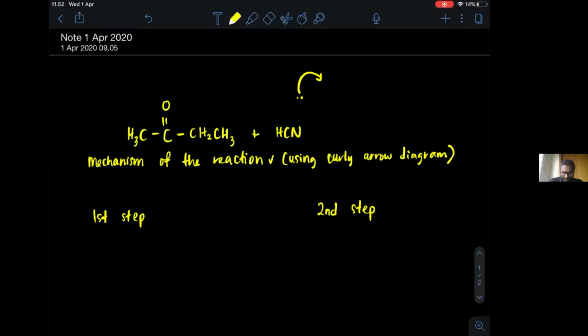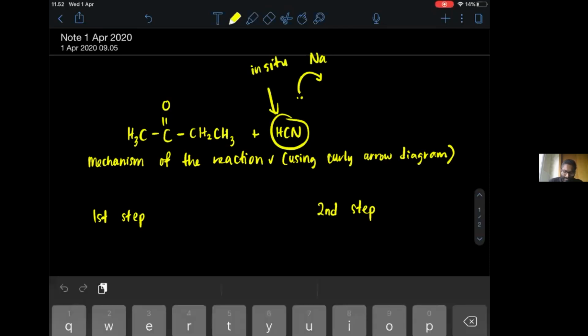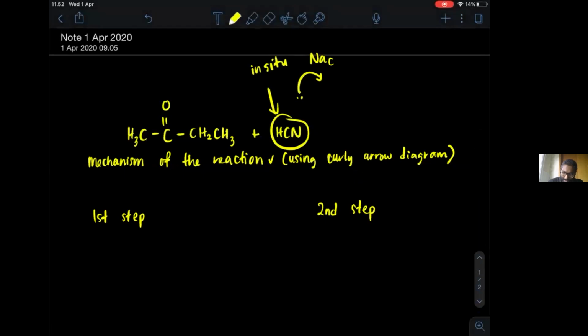And then I mentioned also just now, if you are using HCN, it is done in situ with NaCN. It is done with NaCN plus H2SO4. It will give you NaHSO4 plus HCN. Now, this HCN, take note, can change into H+ and CN-. Sorry, better to write it down like that. They will change into like this, where this is going to be a nucleophile.